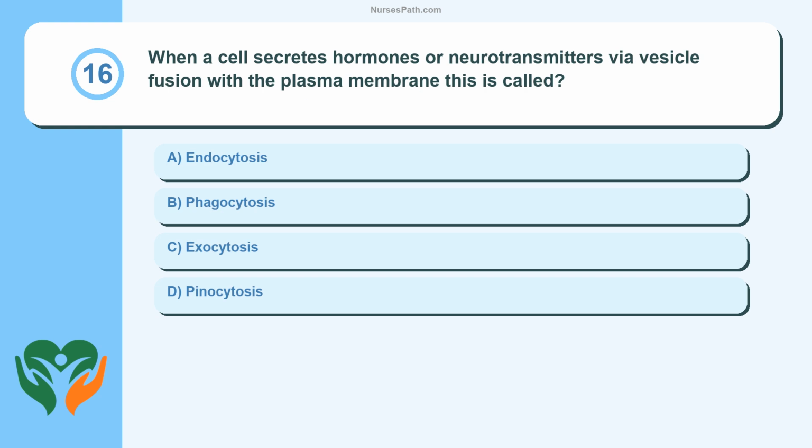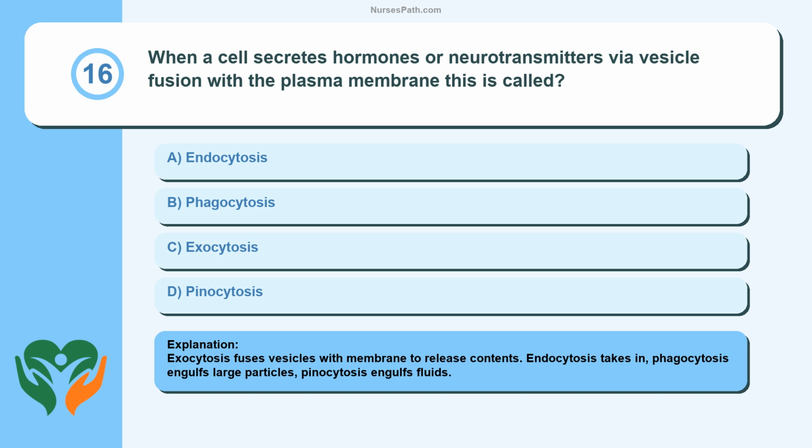Question 16. When a cell secretes hormones or neurotransmitters via vesicle fusion with the plasma membrane, this is called endocytosis, phagocytosis, exocytosis, pinocytosis. Exocytosis fuses vesicles with the membrane to release contents. Endocytosis takes in, phagocytosis engulfs large particles, pinocytosis engulfs fluids.